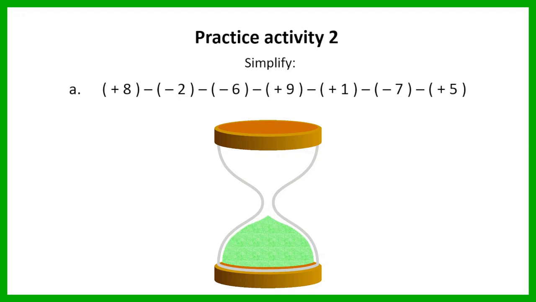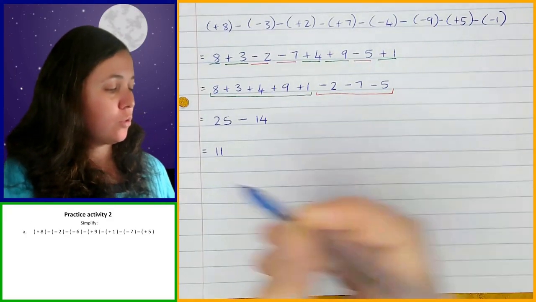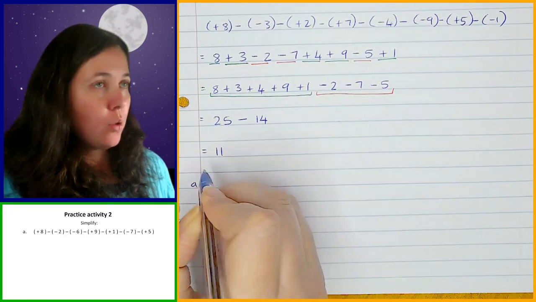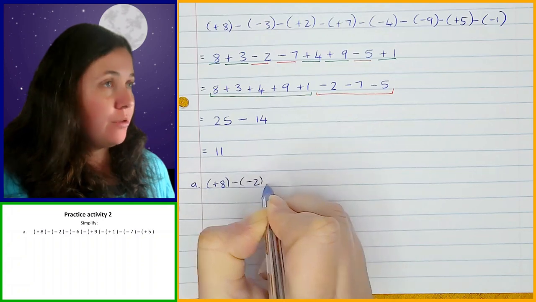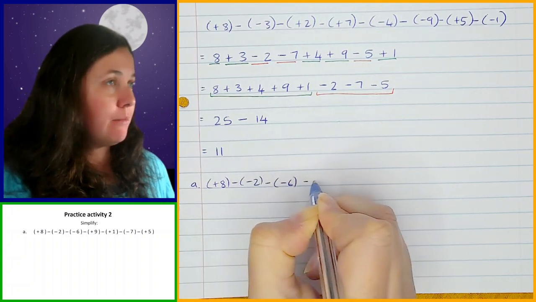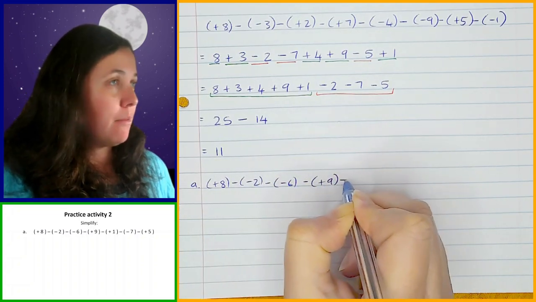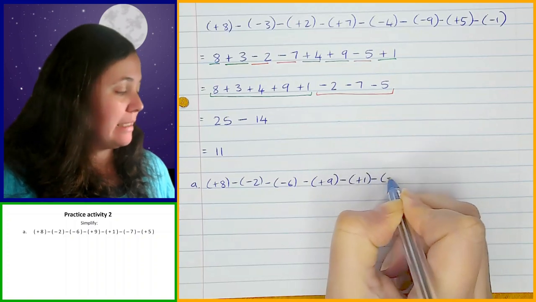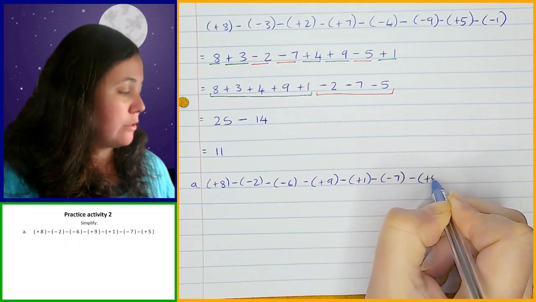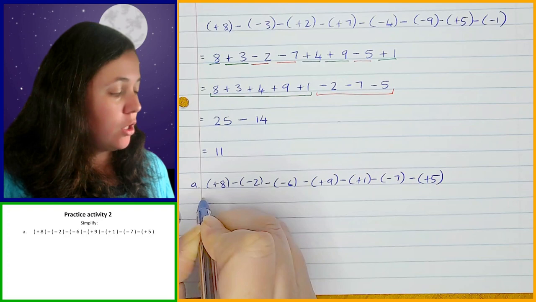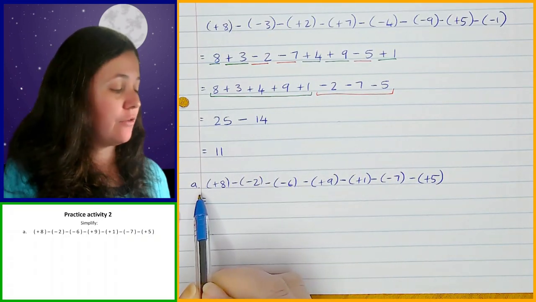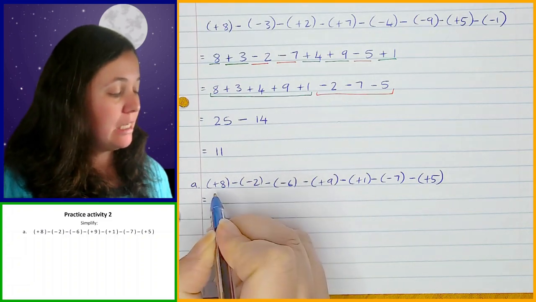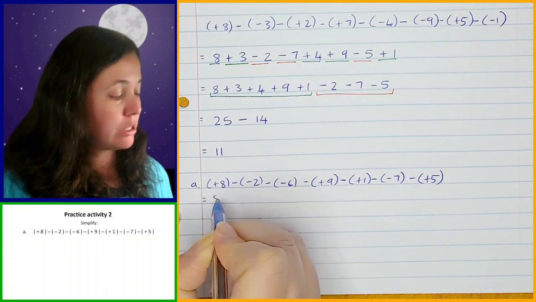Okay, so let's go through that example. For question A, we had positive 8 minus negative 2 minus negative 6 minus positive 9 minus positive 1 minus negative 7 minus positive 5. Okay, so first of all, we're going to drop all of those brackets. So the first set of brackets, there's nothing in front, so the sign is going to stay as it is. So the positive 8 is going to remain positive 8.